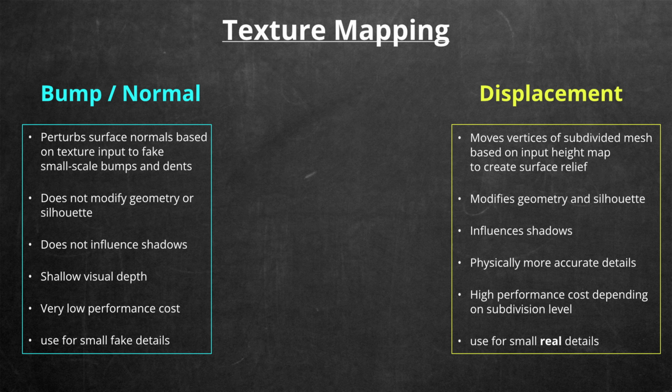On the other side of the spectrum, we have the displacement, which moves vertices of a subdivided mesh based on an input height map to create a surface relief. Now this one does modify the geometry and the silhouette, and it also influences the shadows, which is why it's physically more accurate with the details. But it comes at a high performance cost, depending on your subdivision level. But it's great to use for small, real details.